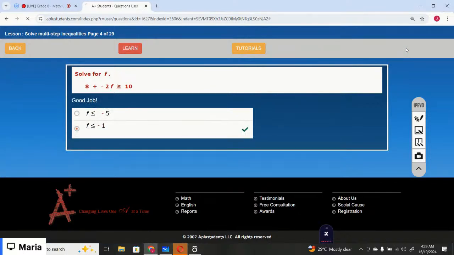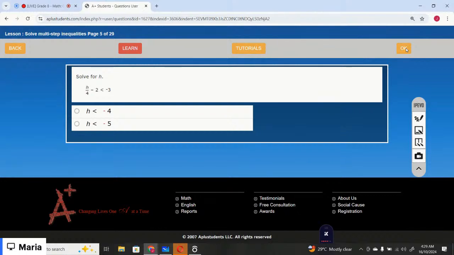Okay, the next one is solve for h. So which is the correct option?